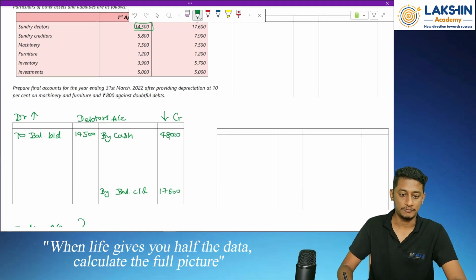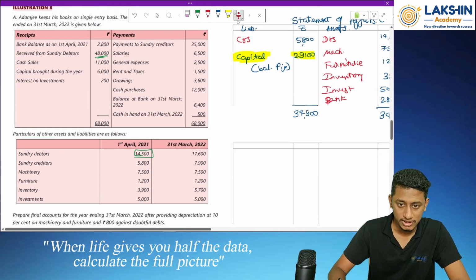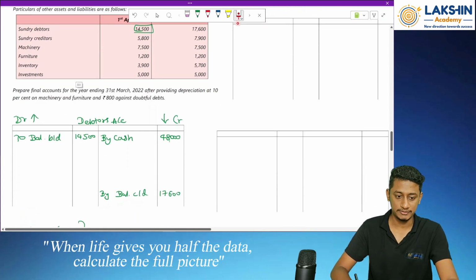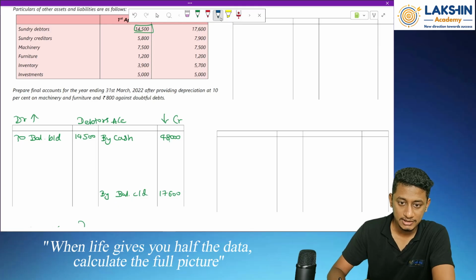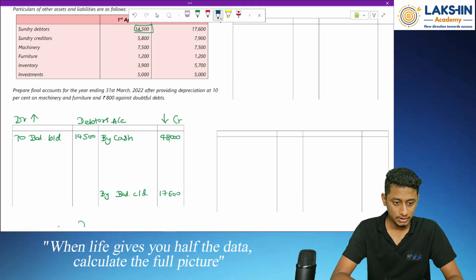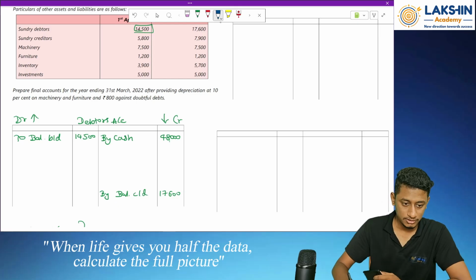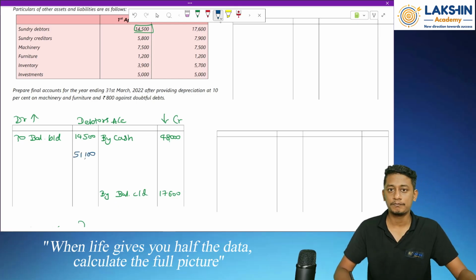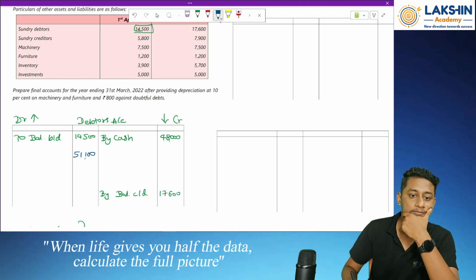Okay, fine. Now going ahead, what else is given to us? Cash sales is given, nothing required. Only these many items are given to us. So now I can balance the account. See where the balance comes up. 14,500 minus 48,000 minus 17,600. So 51,100 is the figure. Now what is this 51,100? It has come on the debit side.